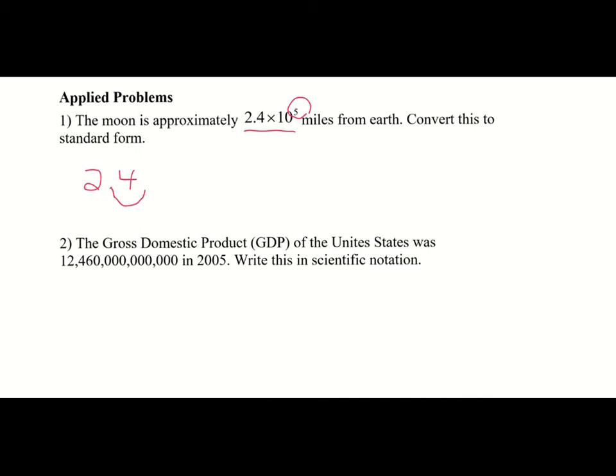So we're going to go over 1, 2, 3, 4, 5. So I'm going to add in those 4 zeros that I need to. So our answer is going to be 2, 4, 0, 0, 0, 0. And then again, start from the back. Every 3, place a comma. And so the moon is approximately 240,000 miles from Earth.